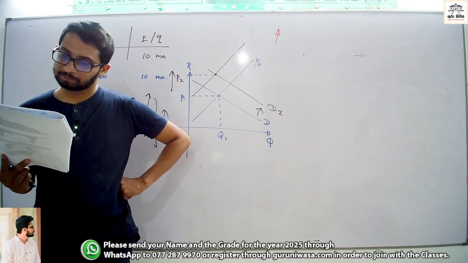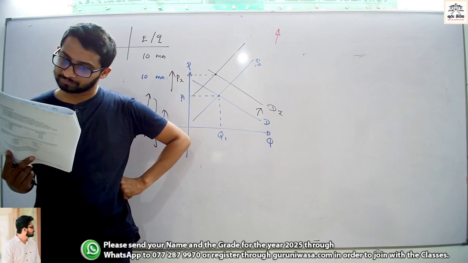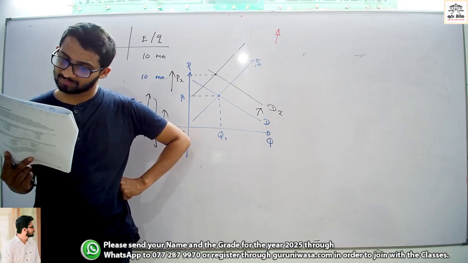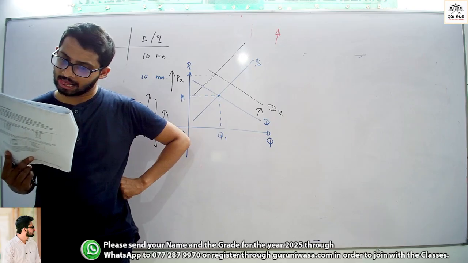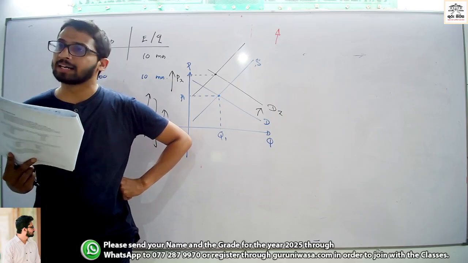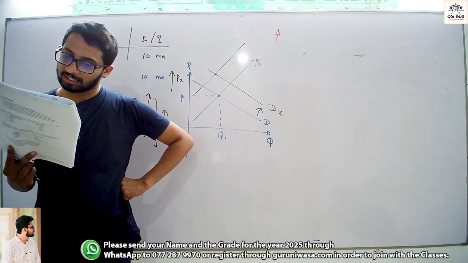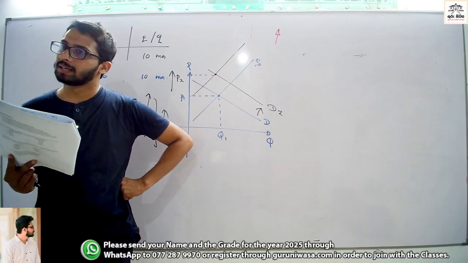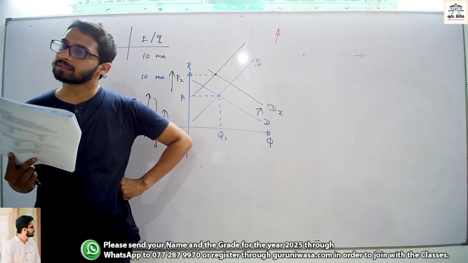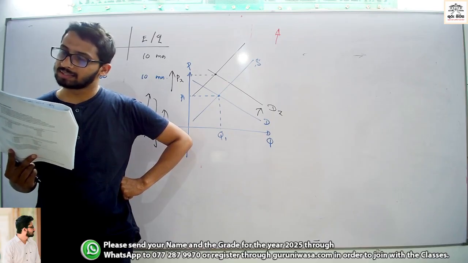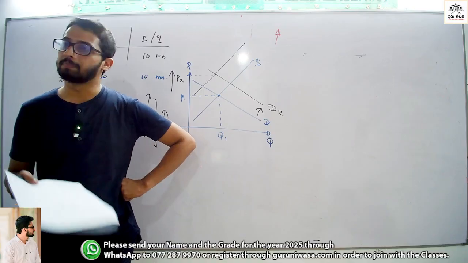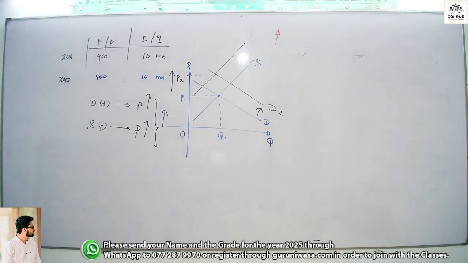What is the answer, kids? It's the third one, sir. Third one. The answer is the third one, kids. Demand decrease, supply increase. Demand decrease, supply increase. Yes. The answer is the third one, kids.